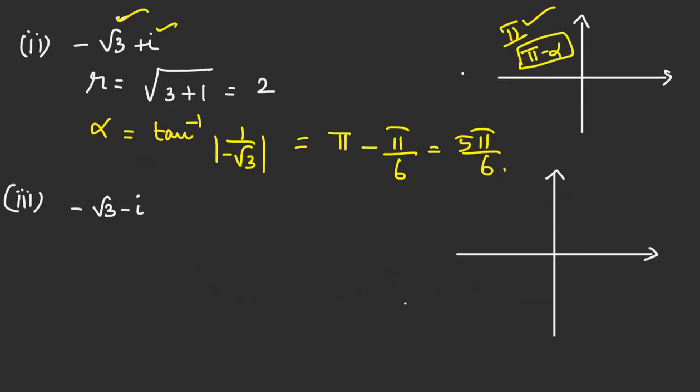Considering the question, minus root 3 minus i lies in the third quadrant. In the third quadrant, this will be equal to theta. Now, third quadrant we know.